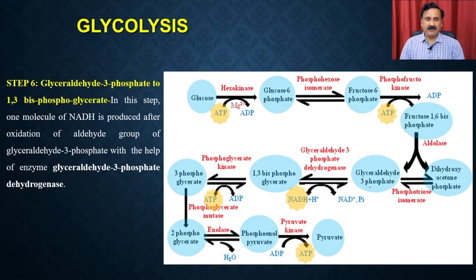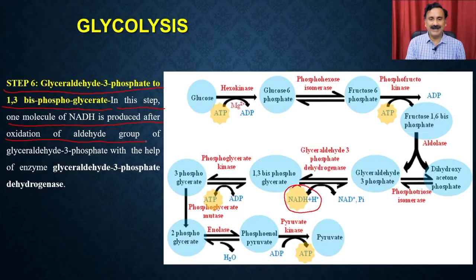Now in step 6, the glyceraldehyde phosphate is going to produce the 1,3-bisphosphoglycerate. So in step 6, the glyceraldehyde phosphate is going to get converted into the 1,3-bisphosphoglycerate, and you can see that it is going to produce one molecule of NADH. In this step, one molecule of NADH is produced after the oxidation of the aldehyde group of the glyceraldehyde phosphate with the help of an enzyme called glyceraldehyde phosphate dehydrogenase.